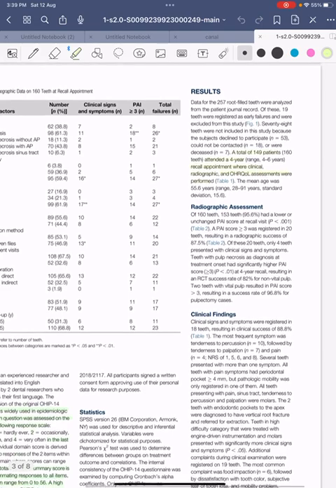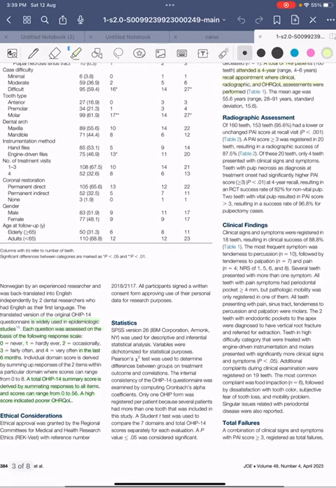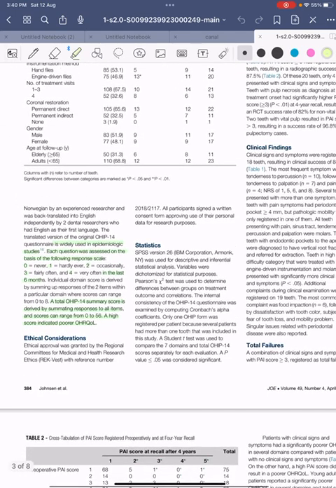In the results, a total of 149 patients attended the 4-year recall appointment. An unchanged or lower periapical index score at the recall visit was registered in 153 teeth. Radiographic success rate was 87.5%, and the clinical success, which is the absence of clinical signs and symptoms, was 88.8%. Both radiographic and clinical success was observed in 78.8% of the teeth.